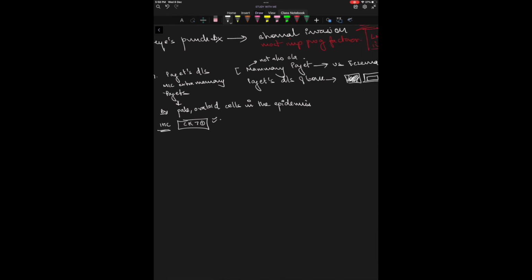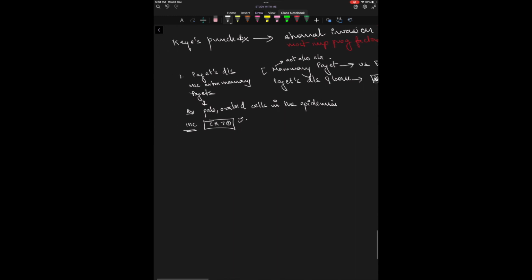Now, next thing that we need to know is the risk factor. It is a risk factor for adenocarcinoma of vulva. And how will we treat it? By doing wide local excision. This is all you need to know about Paget's disease.